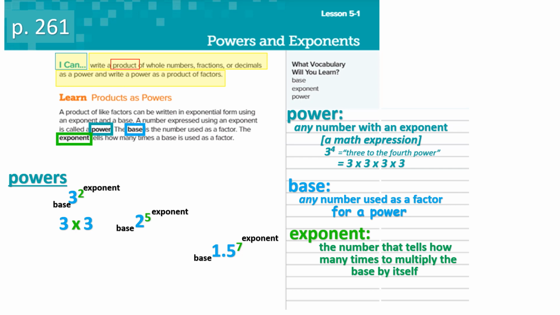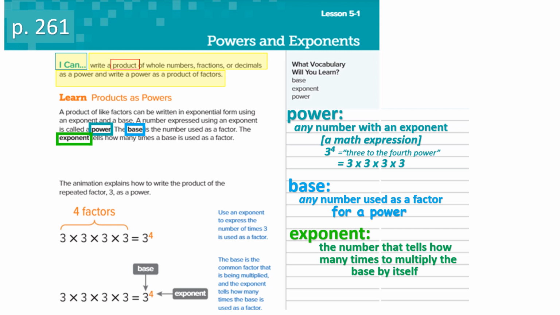So 3 to the second power looks like 3 times 3. 2 to the fifth power looks like 2 times 2 times 2 times 2 times 2. And 1 and 5/10 to the seventh power, yep, you guessed it, you have to write it down 7 times. And therefore you have to multiply them together.